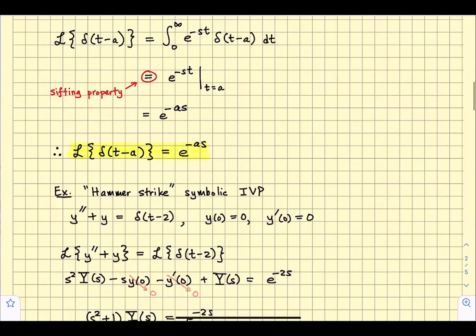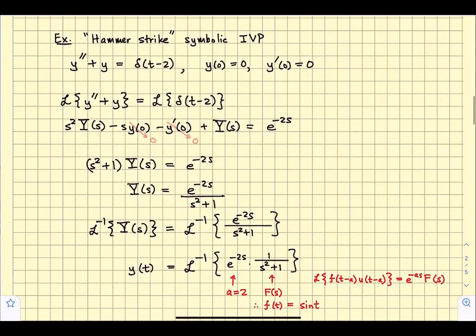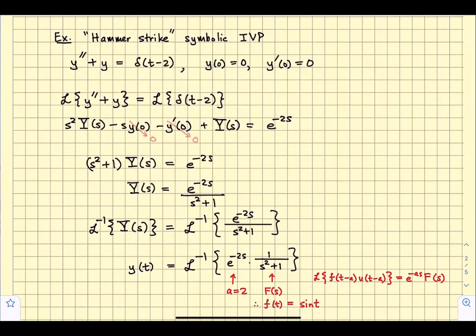Now, let's put this to work for us in an example. In our textbook, they refer to these as symbolic initial value problems because this isn't really a function. This is really more of an idea in our head. But if you think of this as being the spring mass system, and you think of this as the forcing function, then what's happening here is we have a mass of 1, we have no damping, and we have a spring constant of 1.